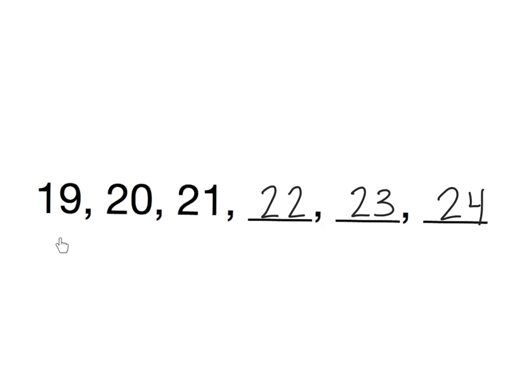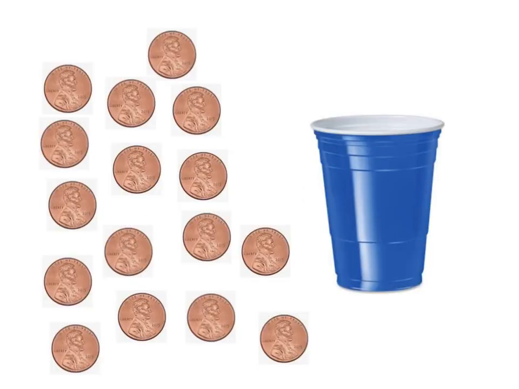Ready? 19, 20, 21, 22, 23, 24. Does that make sense? Yes, we continue to have the numbers get bigger, and we just went to the next number when we were counting by ones. Good job. Let's see how many coins we have that are going to be in our coin cup.